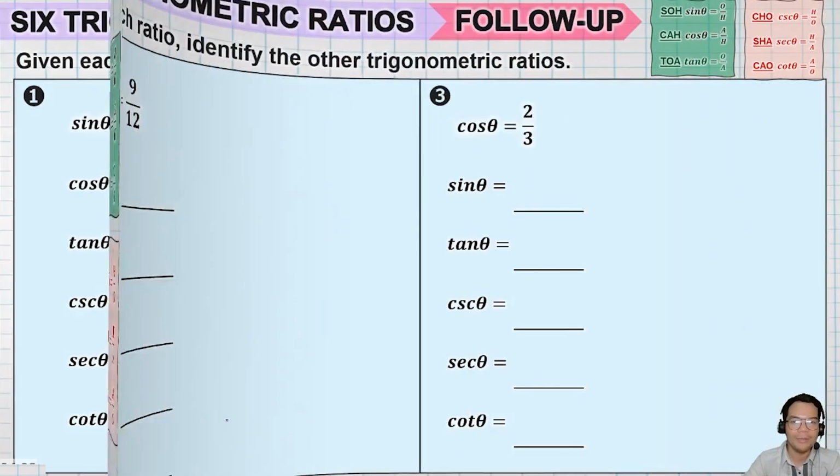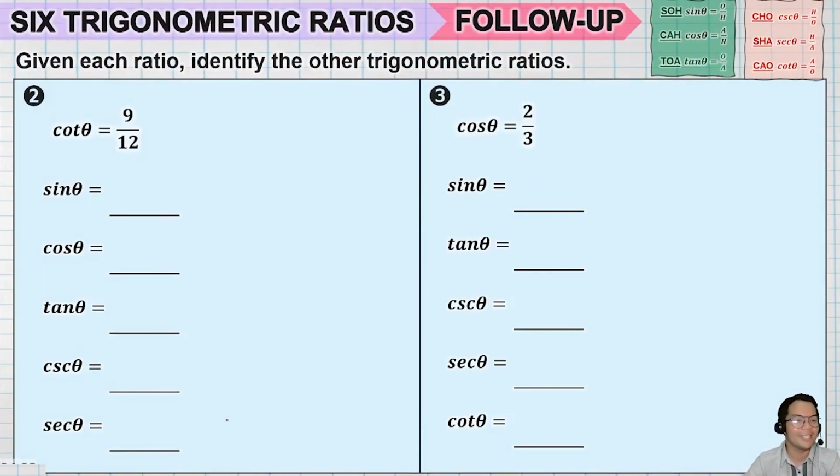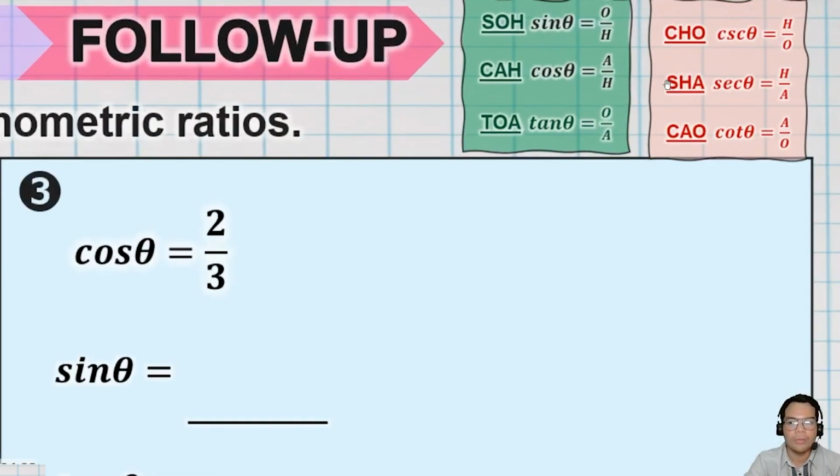Okay, let's proceed with number 2 or our second example. Given each ratio, let's identify the other trigonometric ratios. So dito sa number 2, ang given natin ay cotangent theta is equal to 9 over 12. So punta tayo dito sa mnemonics natin. Cotangent kasi yung given natin. So, anong pwede natin gamitin dito? SOH, CAH, TOA, CHO, SYA, O KAW. So, CAH, TOA o CHO, SYA, KAW.